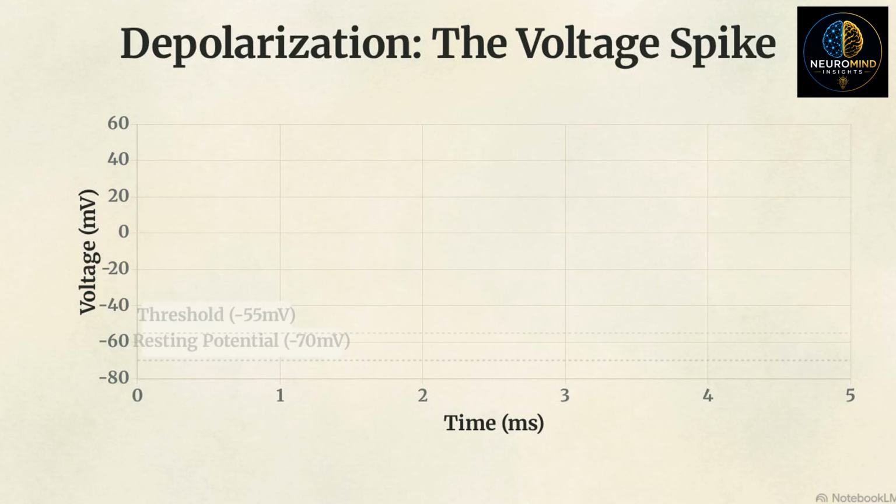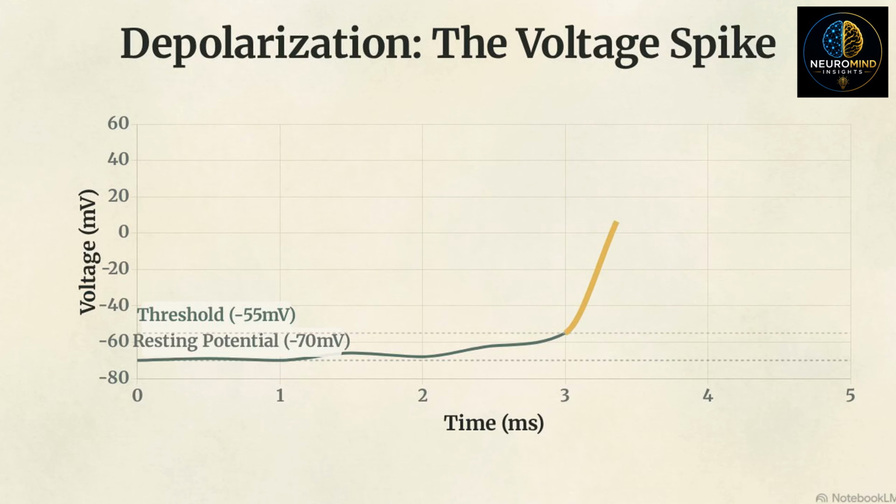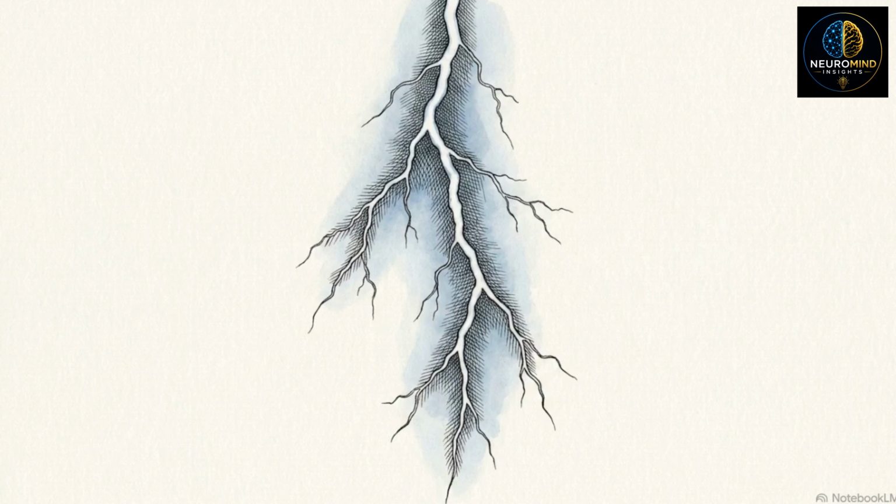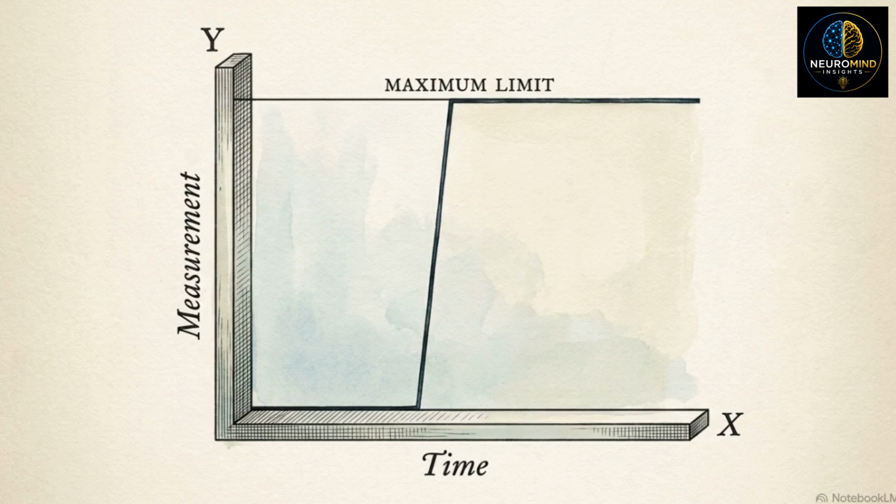This is depolarization. On the graph, it maps as a near vertical climb, shooting upward from -55 millivolts and stopping at +30. Hitting the -55 millivolt threshold is a mechanical point of no return. It instantly converts accumulated chemical tension into an unstoppable electrical spike. But this voltage spike stops abruptly at +30 millivolts rather than climbing indefinitely.